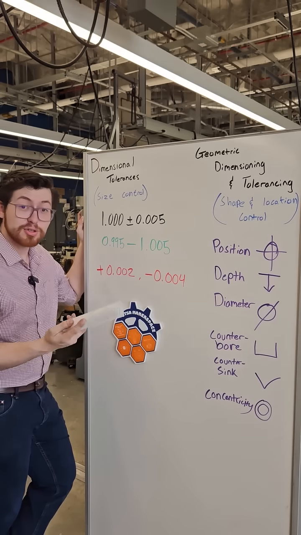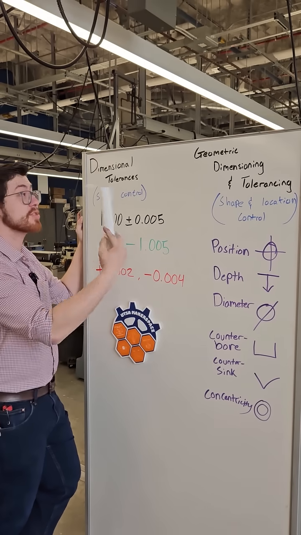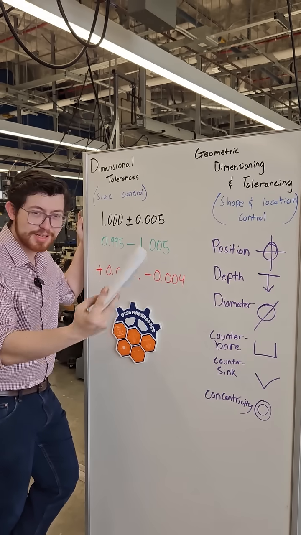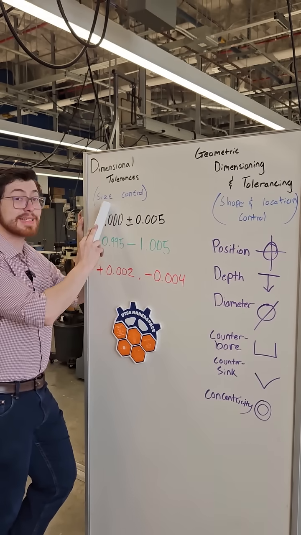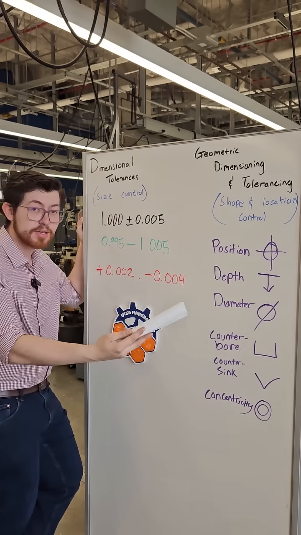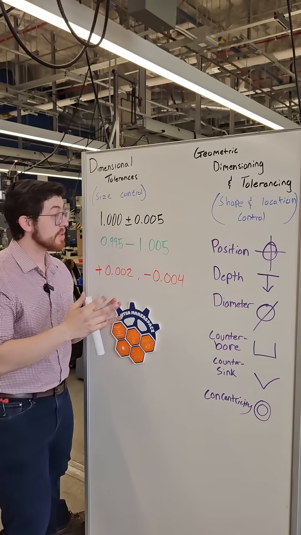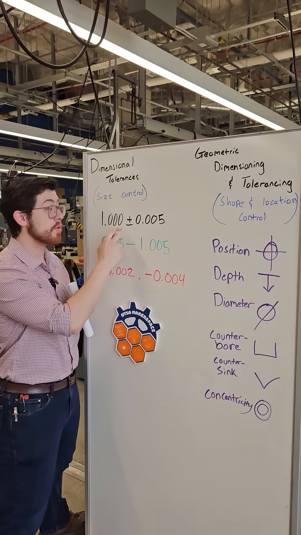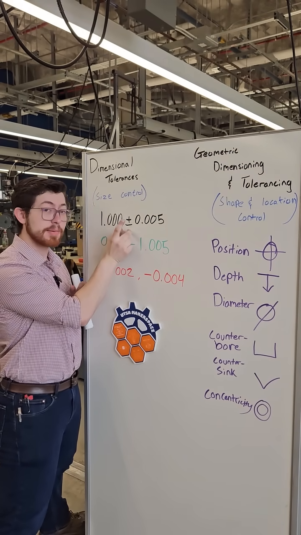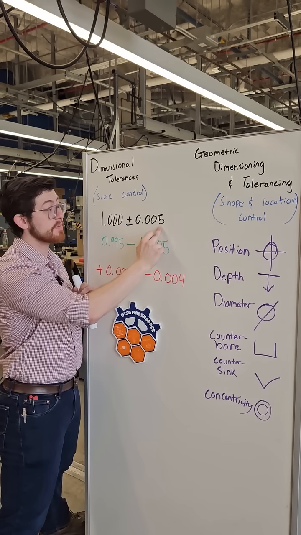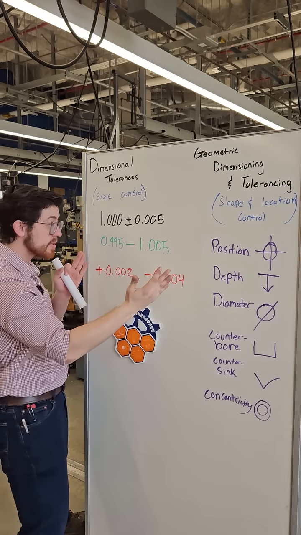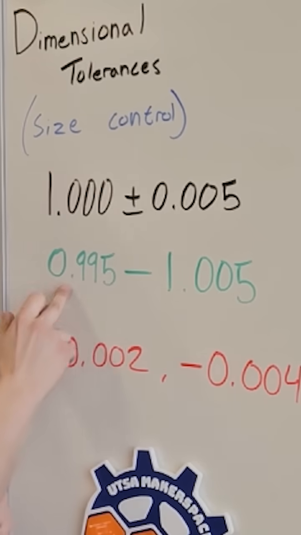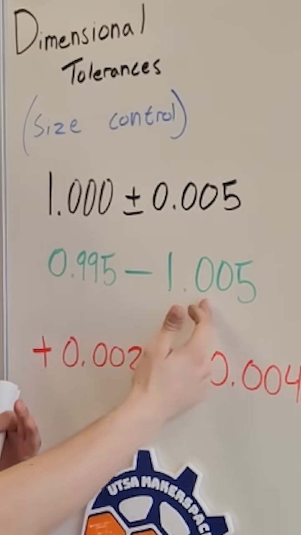Whiteboard time. So there's two types of tolerances: dimensional tolerances and geometric dimensioning and tolerancing, or GD&T for short. One controls the size and one controls the shape and location of everything else. With dimensional tolerances, since it is size control, we're going to say, hey, that 1 inch hole, you can go above and below, denoted by that plus or minus sign, by 5/1000th of an inch, or 0.005. So our range of what is allowed is 0.995 to 1.005.